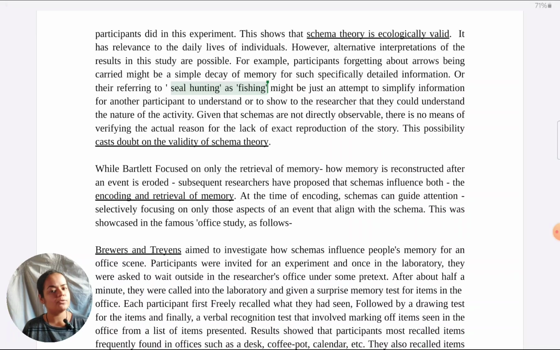How do we know whose view is correct? Bartlett's view or another theorist's view? Now, this is contextualization. If I would just say alternative explanations are there, memories can decay also. Which part of this study is showing that maybe memories have decayed and schemas have not been used? Confusing seal hunting for fishing. This is something specific I can say only for this study. This is known as contextualization. Writing without this example would mean we are giving a generic point. So again, I hope you're seeing contextualization.